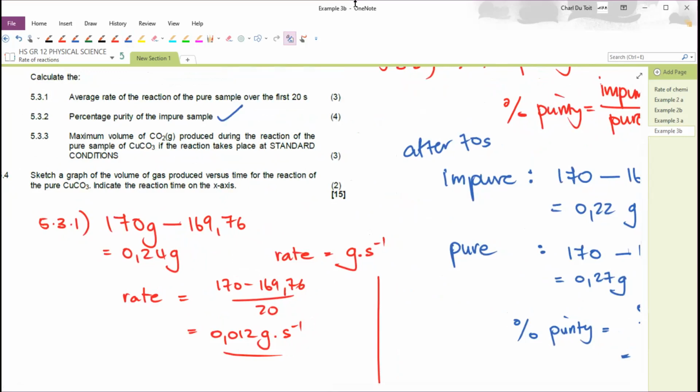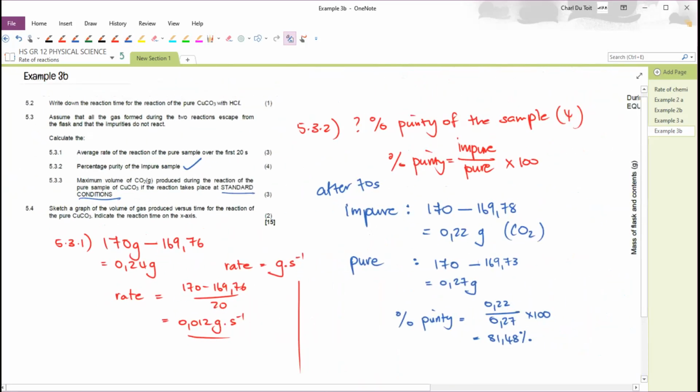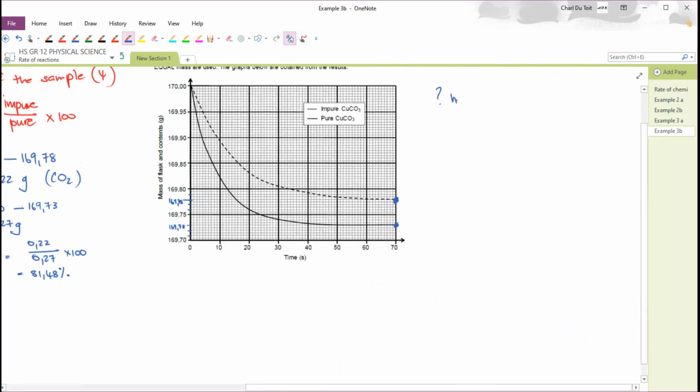Maximum, okay. Calculate the maximum volume of carbon dioxide produced during the reaction of a pure sample of calcium carbonate if the reaction takes place at standard conditions. Right, okay. So what is the maximum CO2 gas at STD conditions? Okay, what do we know? That the mass equals 0,27 grams. Is that correct?